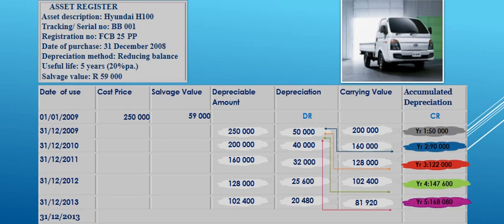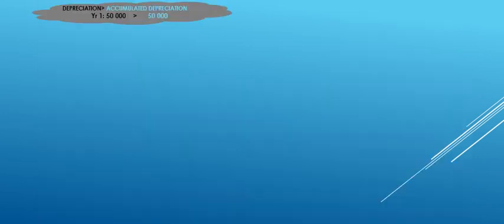At the end of its useful life, the entity therefore decided to sell the vehicle for 93,000 rand cash. The depreciation transaction will be accounted for as follows in the accounting books. In year 1, the depreciation was calculated as 50,000 rand.